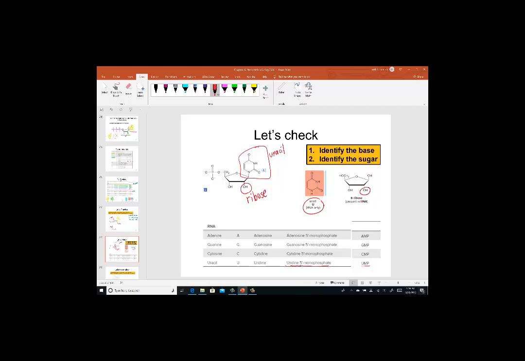5' tells me that this site of attachment is at carbon number 5 to that phosphate group. This right here is the glycosidic linkage between the sugar and the base called uracil. Uridine 5'-monophosphate. And remember, if there was another phosphate here, you'd see another attachment of PO4, then it would be diphosphate. If there was a third, it would be triphosphate.